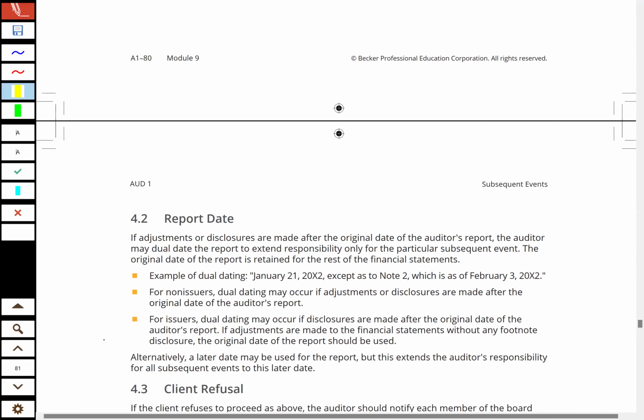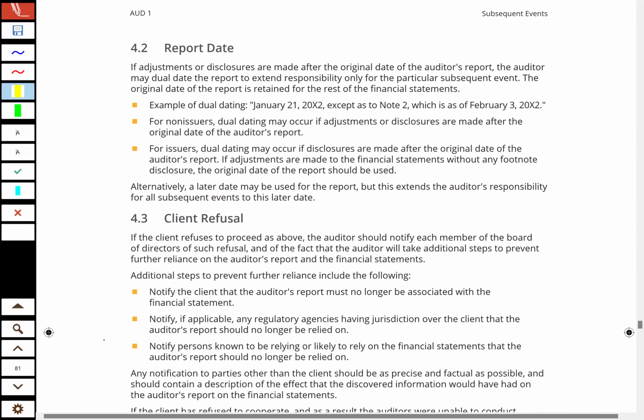Now, we'll talk about report dates in a second. Let's say something like that is found and you ask the client to do those things that we just talked about above, meaning on the previous page. We ask them to do those things and they say, we're not doing it. Okay, then what? Well, if the client refuses, we will notify each member of the board of directors of such refusal. That's the first thing you do. So that's number one: notify each member of the board of such refusal.